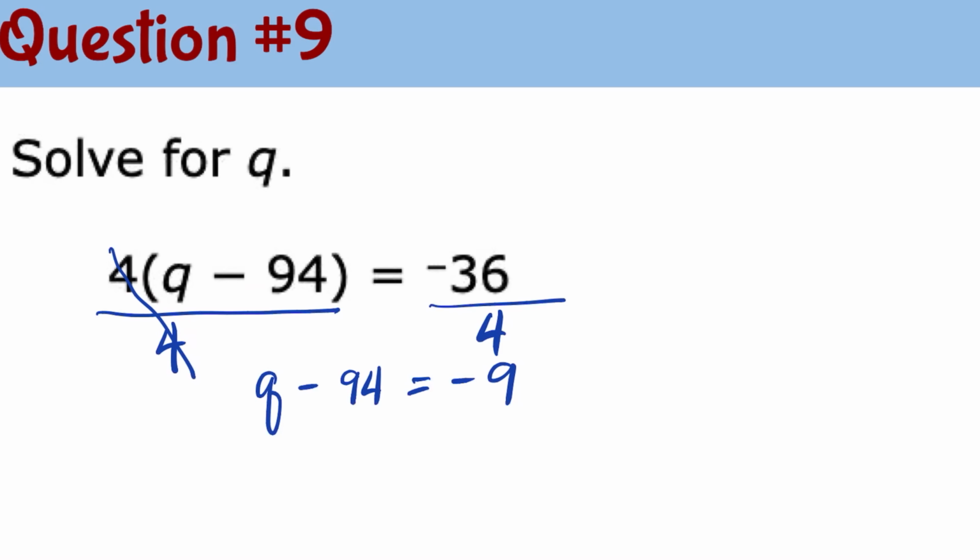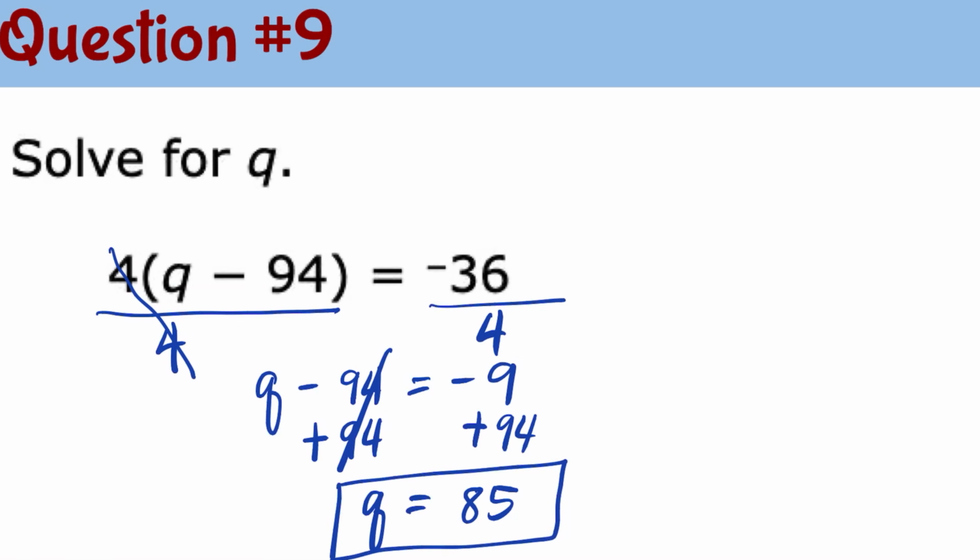Now the variable q is subtracted by 94. So what's the next step? Adding 94. So adding 94, negative 94 plus 94 is 0. So we have q is equal to negative 9 plus 94, which is the same thing as 94 minus 9. So the answer is positive 85. q is equal to 85.